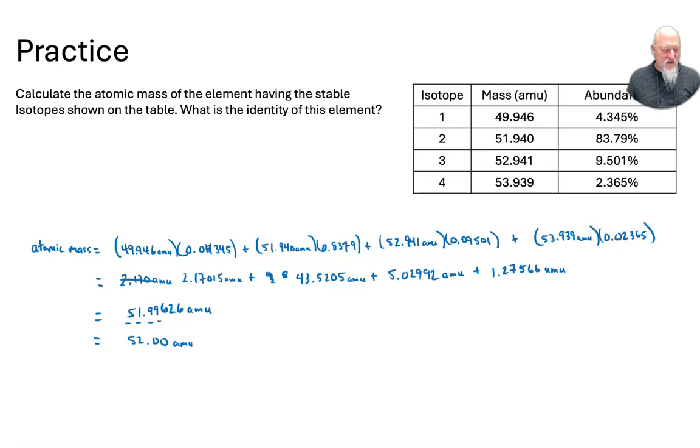It asks what could be the identity of this element. Looks like it could be chromium, Cr. If you look at the periodic table, the atomic mass is 51.996, which rounds to 52. Right? So hopefully you understand this. If not, get a hold of me and we'll figure out where you're struggling.